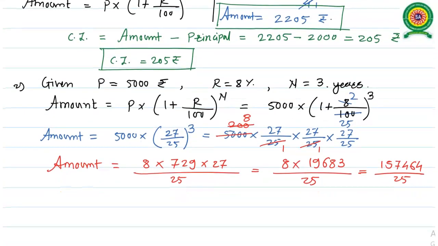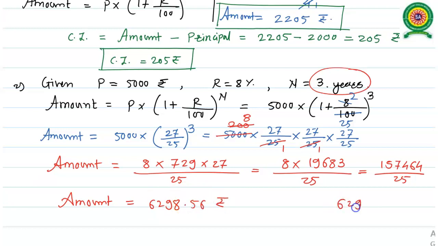Now once we divide 1,57,464 by 25, we get the amount at the end of the 3 years, that will be 6,298.56 rupees. That means we have 6,298 rupees and 56 paise. Keep in mind. So now we have to evaluate the compound interest.